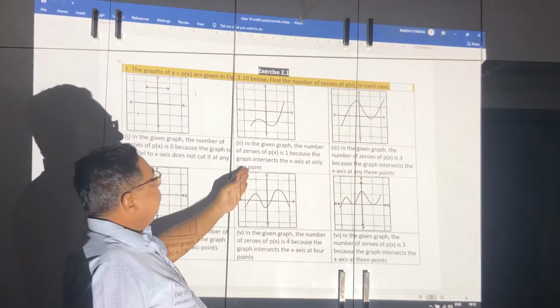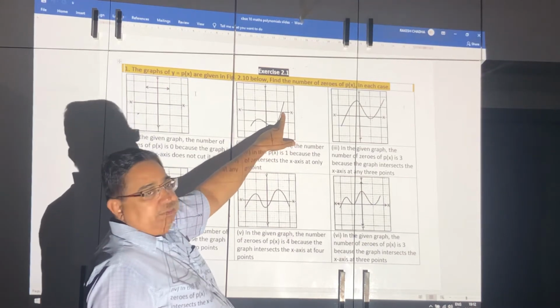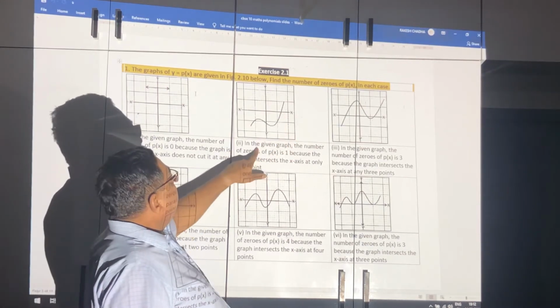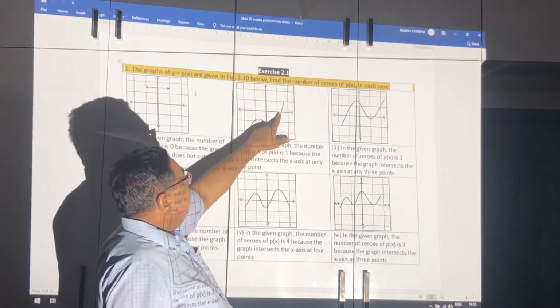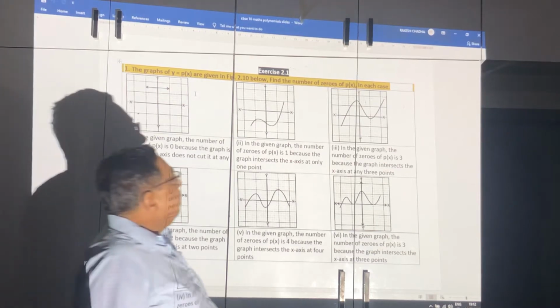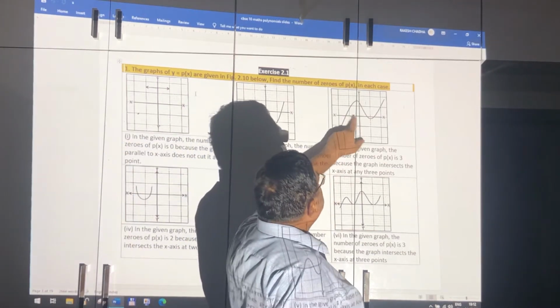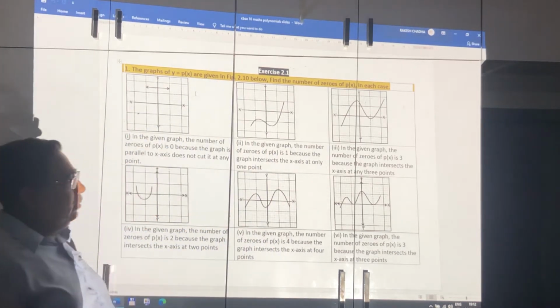Second sum. Now, don't look here again. It is cutting here, the x-axis. There is only one answer because it cuts only at one place. Don't look at the y-axis. Third sum: 1, 2, 3. Can you see it has cut 3 times?